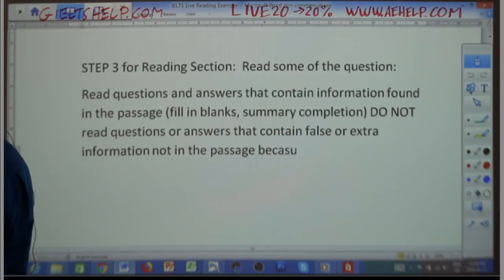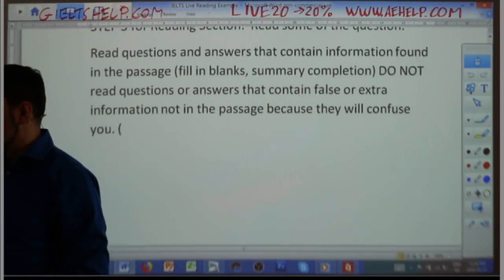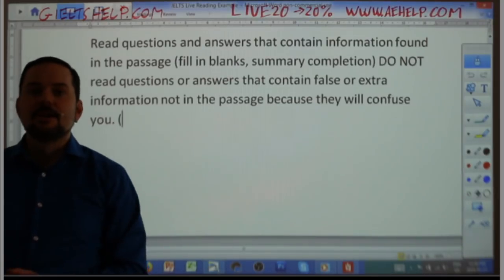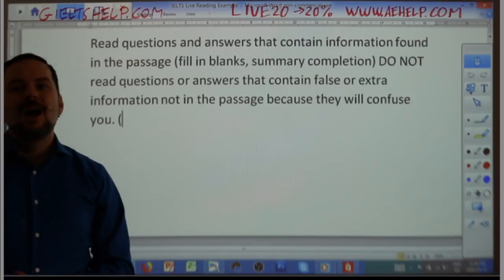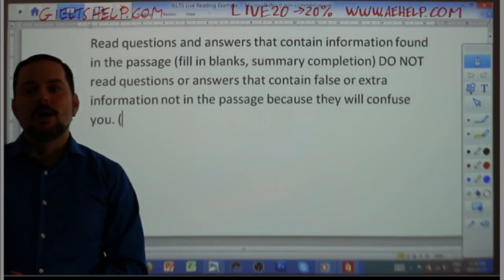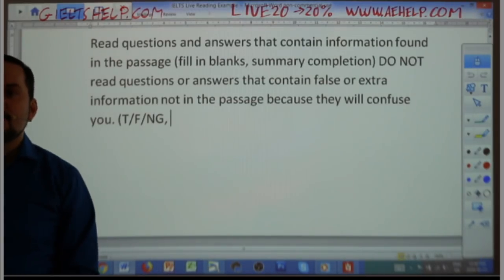because they will confuse you. Okay, some of you probably know which ones I'm talking about. So before I write it up here, does anybody know what I mean? Sophist says all except no, not given. No, there are a few other ones, okay? So true, false, not given. It's not good to read before the passage because it contains not given and false information. Which other types of questions?